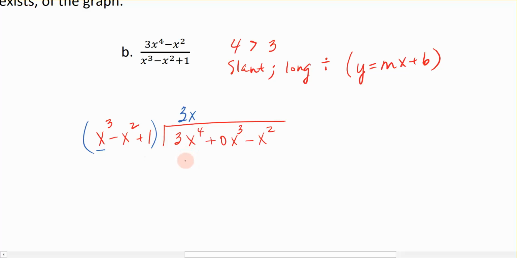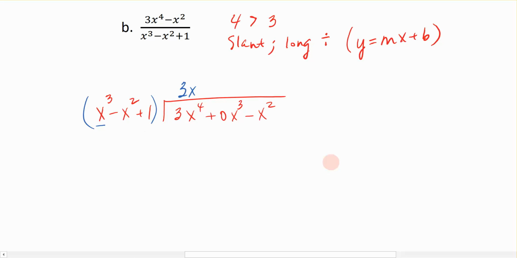Let me get rid of that line. So this is going to become 3x times x cubed, which would be 3x to the 4th, minus 3x cubed plus 3x. So plus 3x. I've got to line up my x over here because it's not a squared.